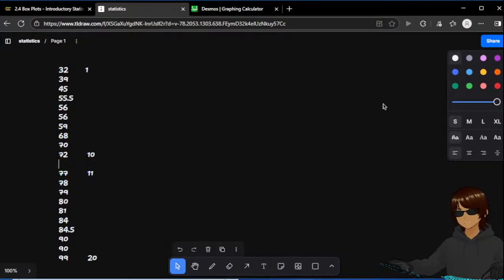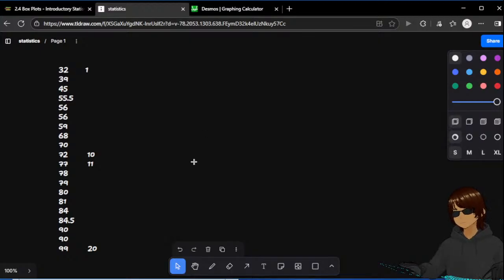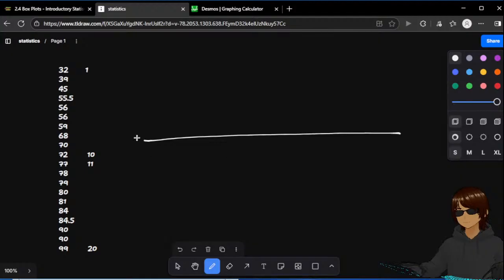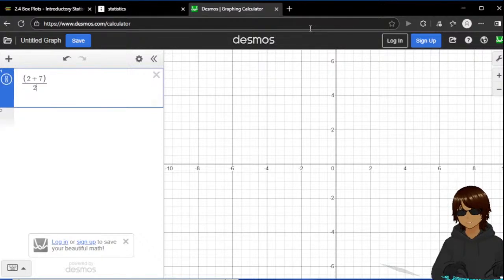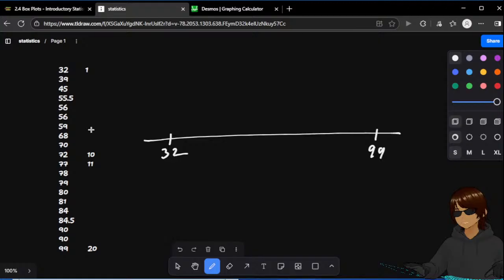So, okay. Wait. How will I write? How do I show that it's not part of the data? I'll just draw a box plot. 32, 99, 72. So 72 plus 77 is 74.5. I don't know. So here, 74.5.